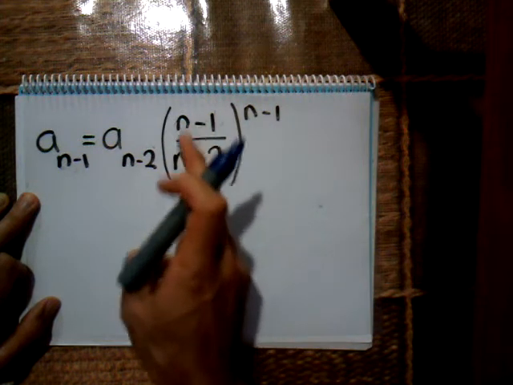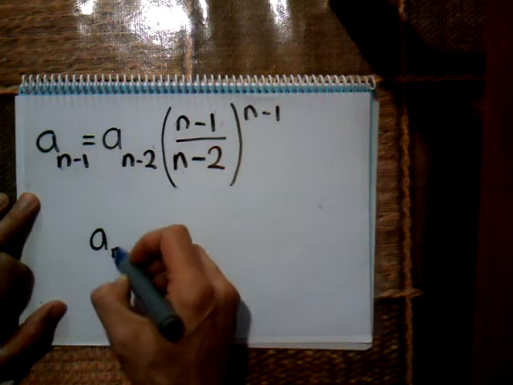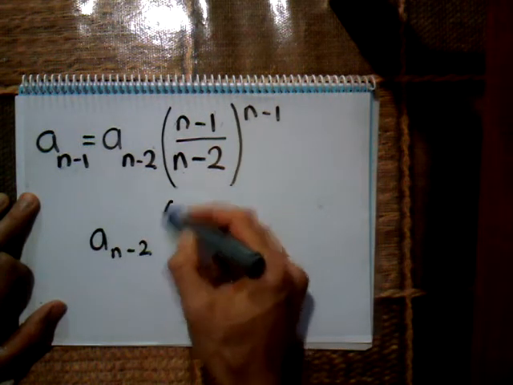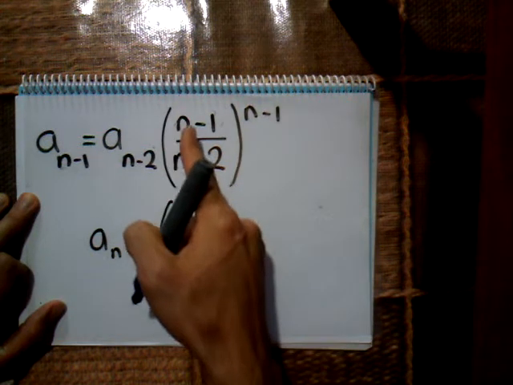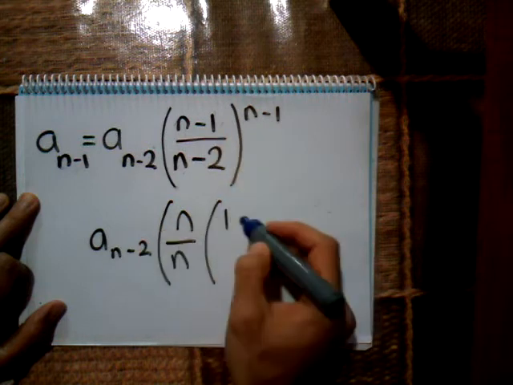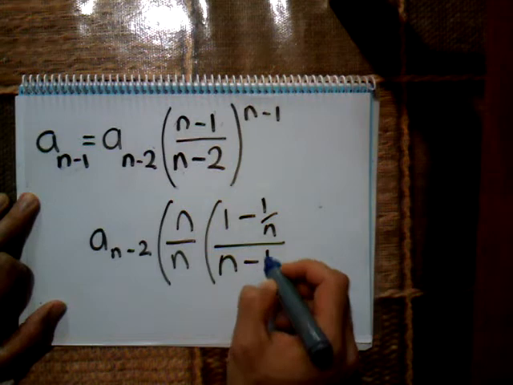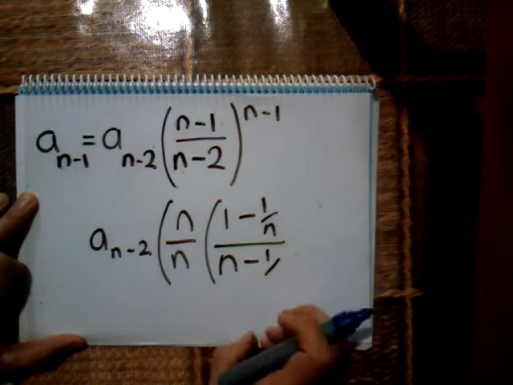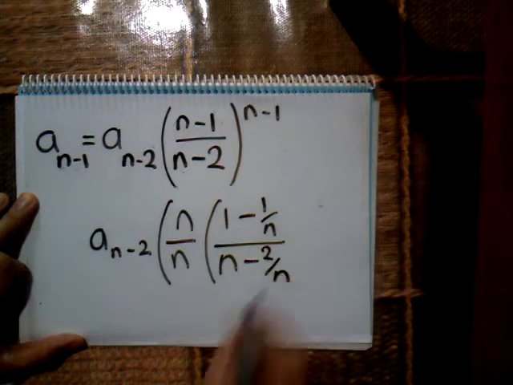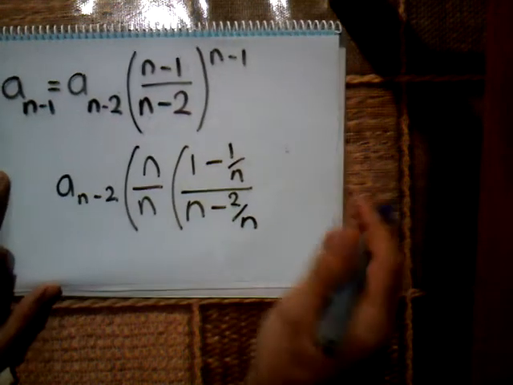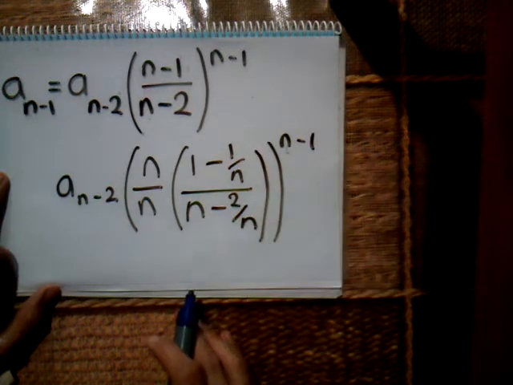I'm going to find the common factor, and I'm going to say the common factor here is n. So this stays the same, a n minus 2. And the common factor is going to be n over n. Take out the n, it gives me 1. And take out the n, it will give me 1 over n. And same thing down below, it's going to be 1 over, oh, it's not going to be 1, it's going to be 2. 2 over n. Okay. And this is going to be raised to the power of n minus 1.